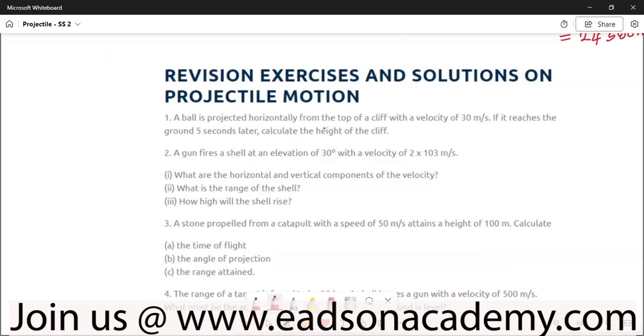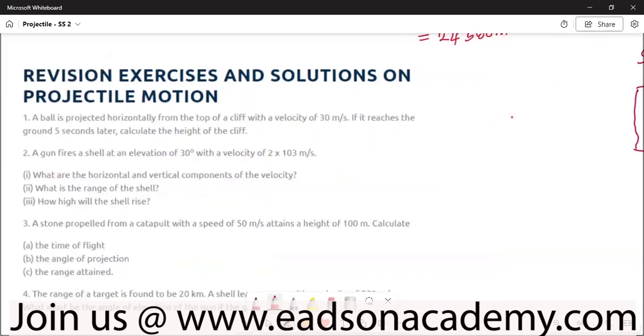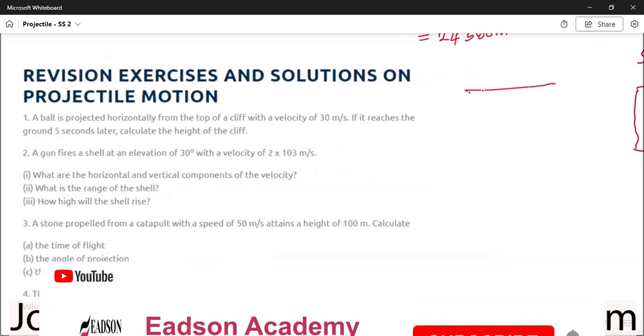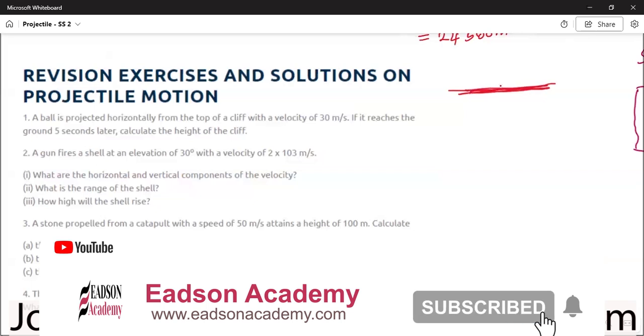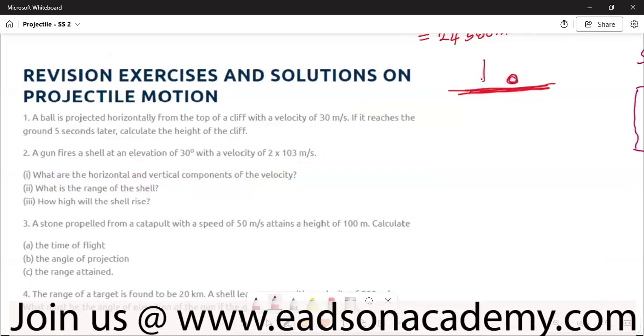So, in this first question here, there's no angle of projection. We are going to use the first principle. The ball is projected horizontally from the top of a cliff with a velocity of 30 meters per second. I say projected horizontally. So it's as if this is a cliff, a platform, the ball is here, then somebody here kicks it in a horizontal direction with a velocity of 30 meters per second. Then the ball will, of course, roll on the cliff. Then when it gets to the edge of the cliff, it will then fall down to the ground.